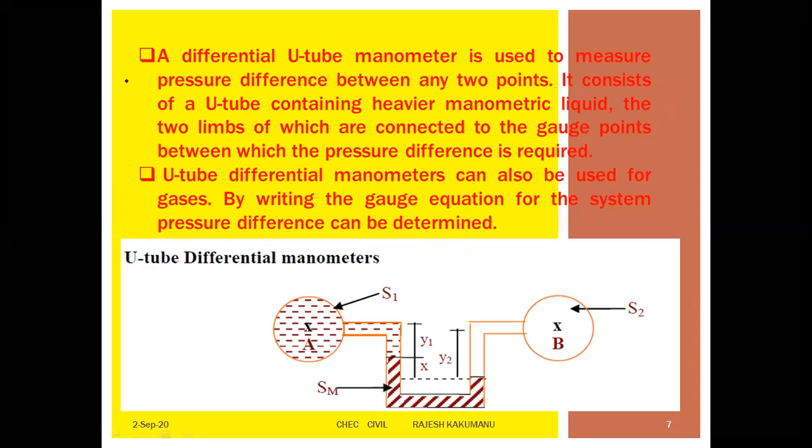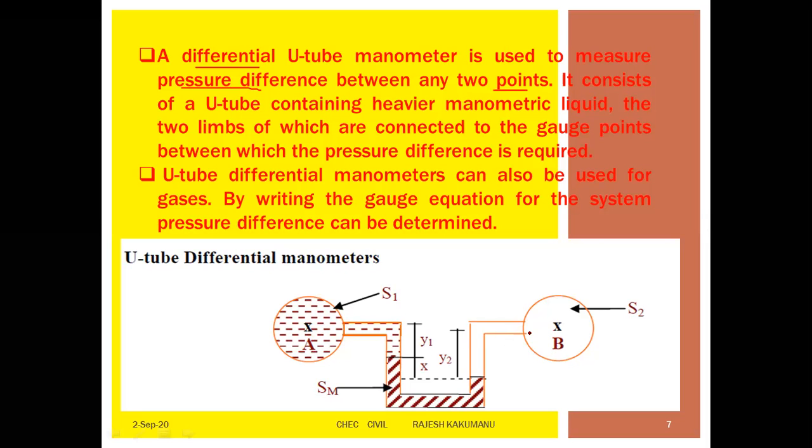Now if you see the U-tube differential manometer, in the initial classes we discussed only one setup, one container. Now you are having two containers, left hand side and right hand side. A differential U-tube manometer is used to measure a pressure difference between any 2 points, see here, A and B.